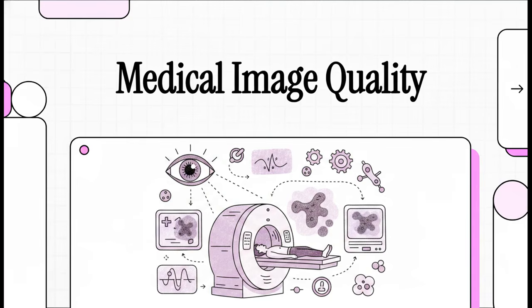Welcome to this explainer. Imagine for a second that you're staring at a screen, searching for a tiny shadow that could literally mean the difference between life and death. Capturing a clear medical image to find things like tumors isn't just about snapping a quick, good-looking picture. It's an incredibly complex, high-stakes scientific process.